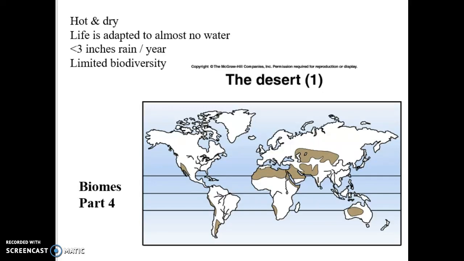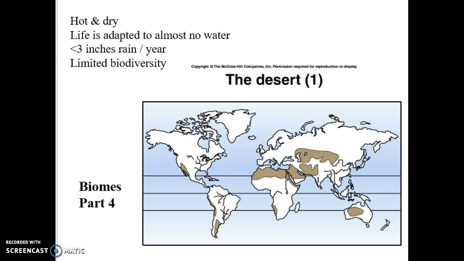Okay, so we're going to continue talking about biomes, but we're going to now shift and go into the aquatic ecosystems and the aquatic biomes. So we talked about the main terrestrial ones I want you guys to be comfortable with: tundra, taiga, deciduous forest, tropical rainforest, prairie, savanna, and desert.